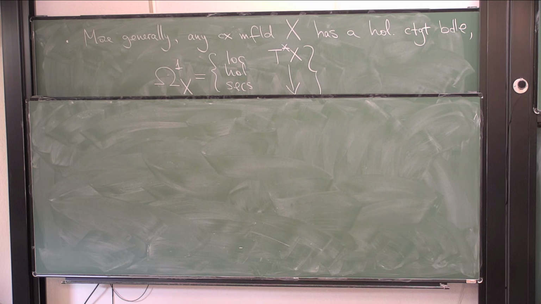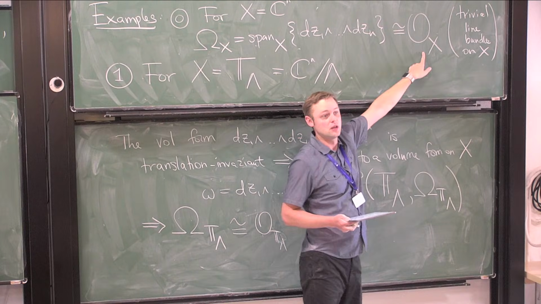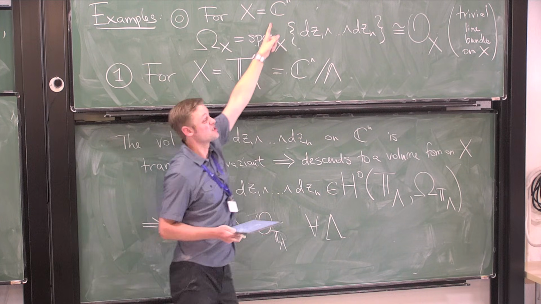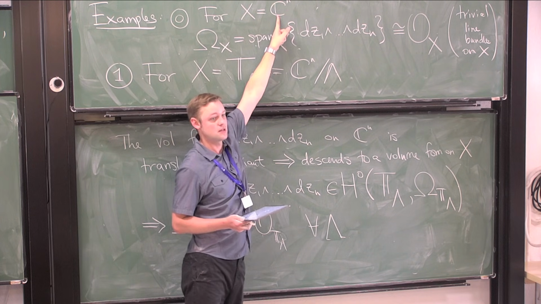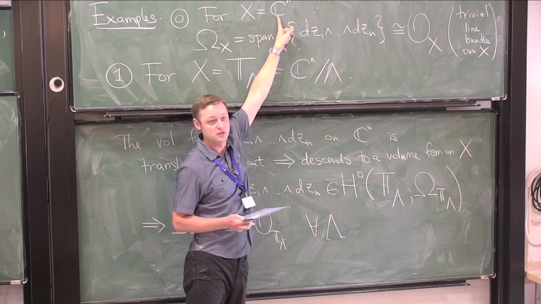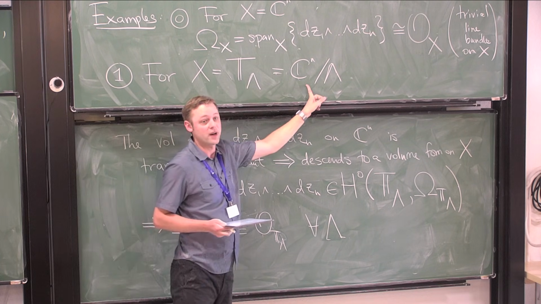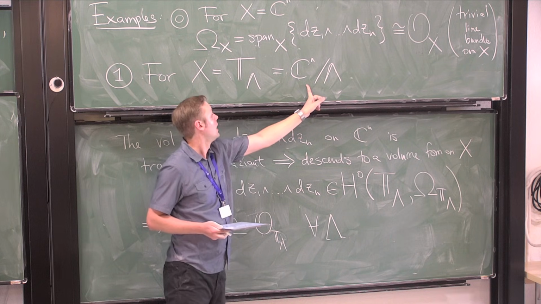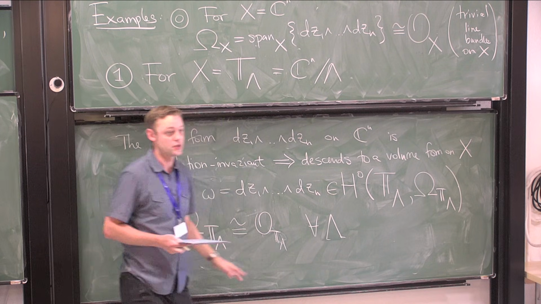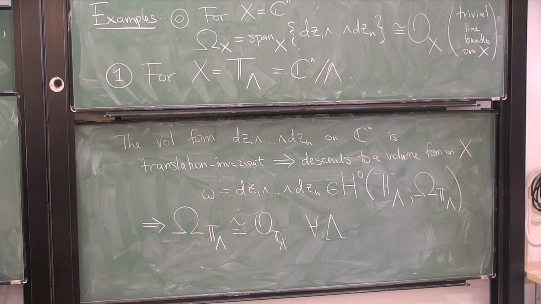In example 0, although the canonical bundle is trivial, X, which is C2, is not compact. So this is definitely not going to give us a Calabi-Yau manifold, no matter what. This one, on the other hand, is compact. It's a complex torus, and it has trivial canonical bundle, so it's a genuine candidate for a Calabi-Yau manifold.